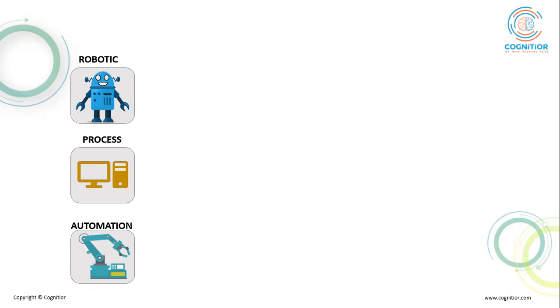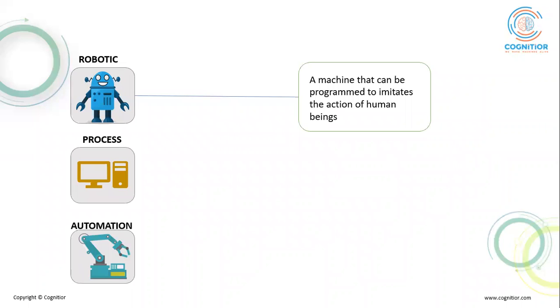What do these terms mean? Let's understand them one by one. So what is robotic? Robotics is the study of robots where a machine can be programmed to imitate the actions of a human being so that it can perform complex tasks and can save human effort. This is what robotics is.